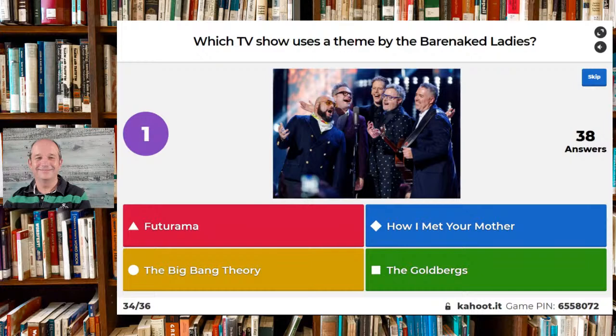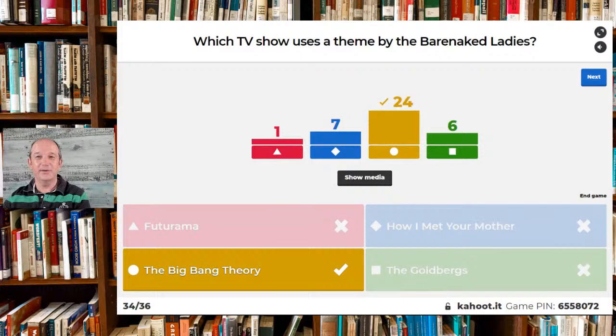And it's The Big Bang Theory. 24 of you knew that. It's quite a well-known theme tune. Funnily enough, did you know that originally they were going to use She Blinded Me with Science by Thomas Dolby, but for whatever reason they chose not to, and they went with the Bare Naked Ladies song. So that was that. Let's see what that's done to the scoreboard.